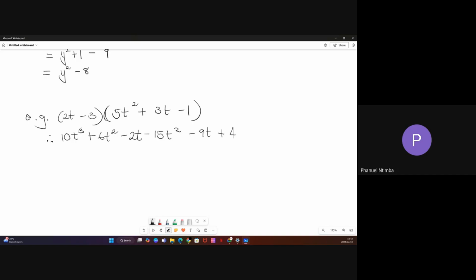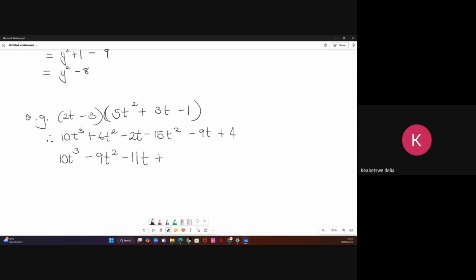Then the final answer is 10t cubed minus 9t squared minus 11t plus 4.